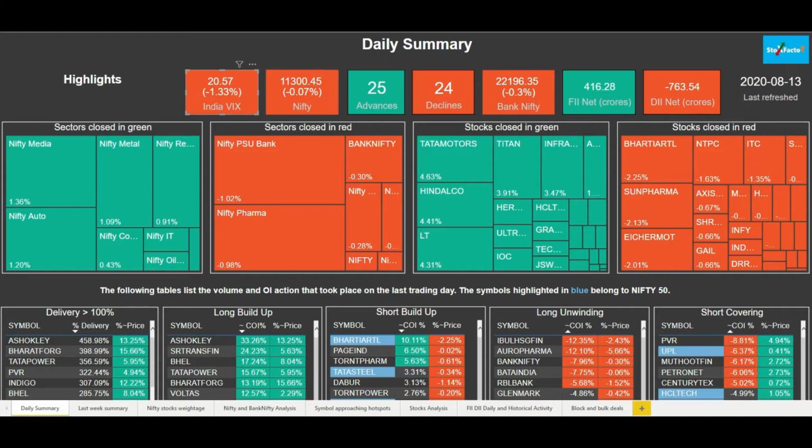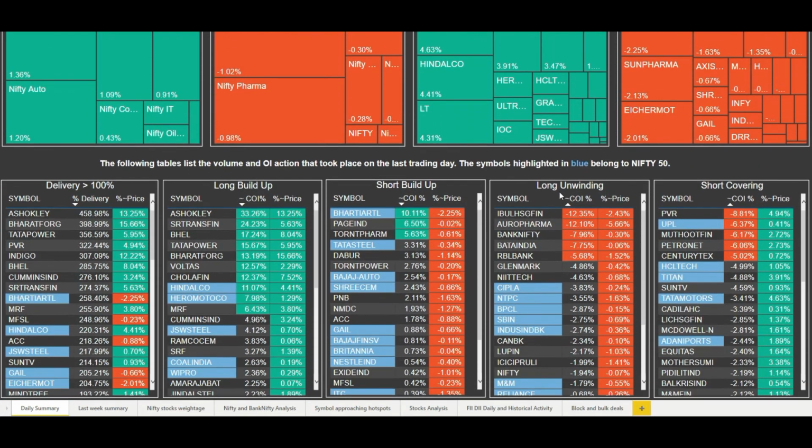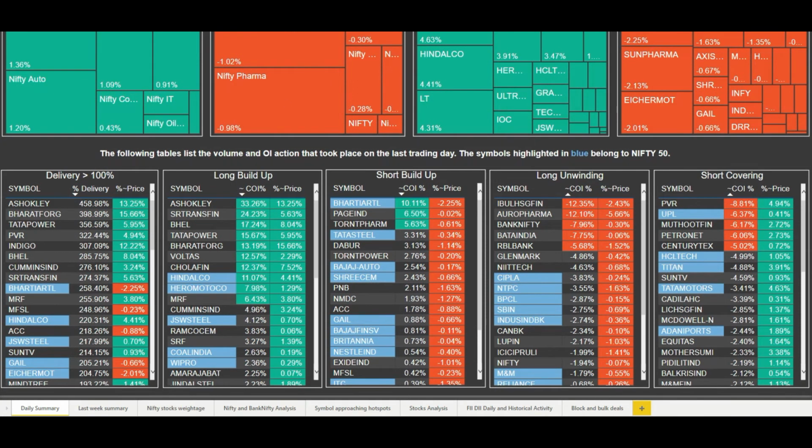Now coming to the last row of this dashboard, which is a very important row. Let's scroll a bit downwards and you can see a set of 4 tables. As you can see, the titles of the following tables list the volume and open interest action that took place on the last trading day. The symbols highlighted in blue actually belong to the Nifty 50. All the stocks you can see here are FNO stocks.